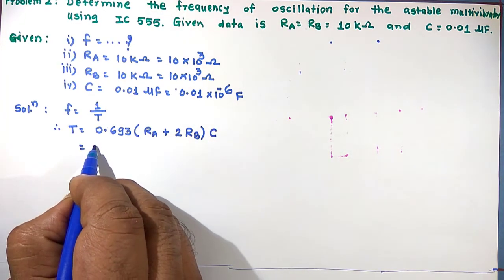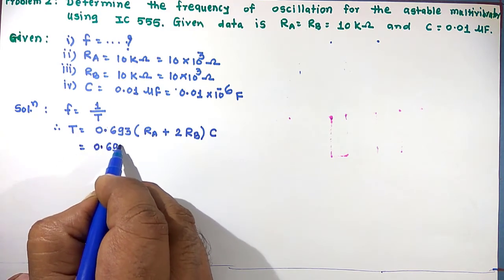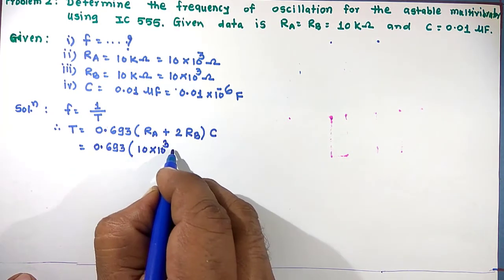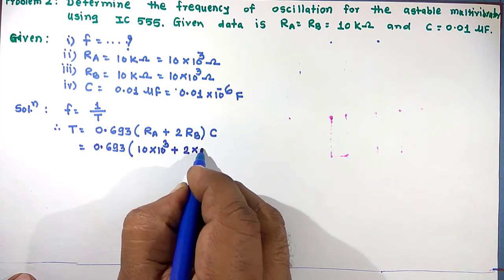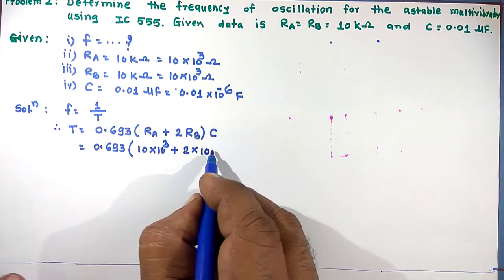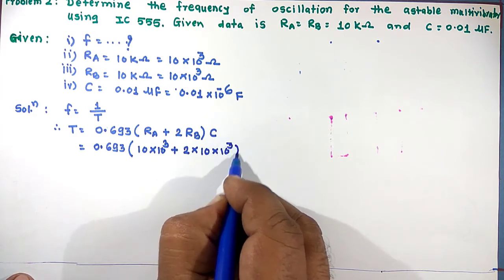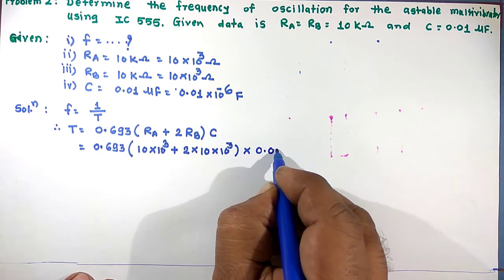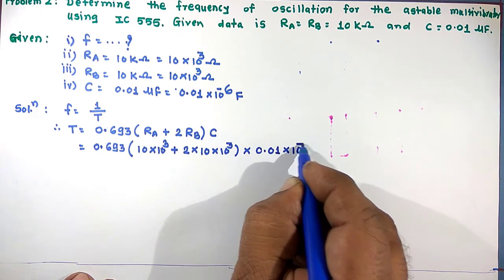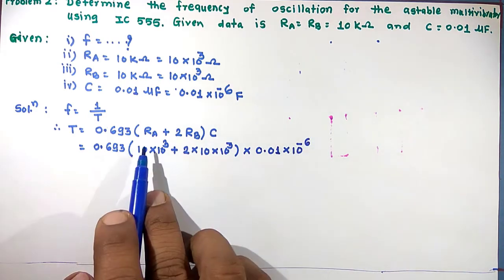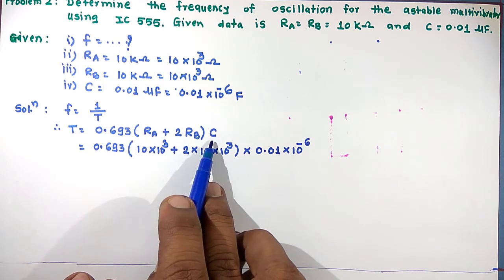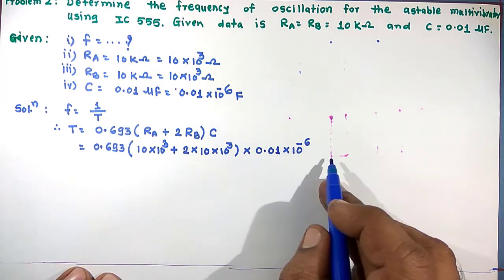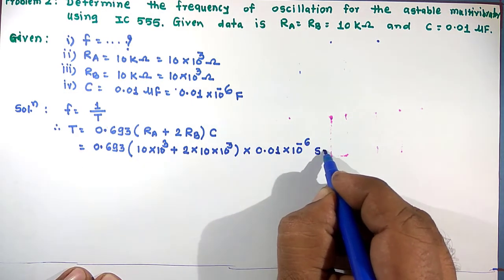So this is equal to 0.693 into (10 into 10 raised to 3 plus 2 into 10 into 10 raised to 3) into capacitance value, it is 0.01 into 10 raised to minus 6. Resistances are taken in ohm, capacitance is taken in farad. So this time will be in second.